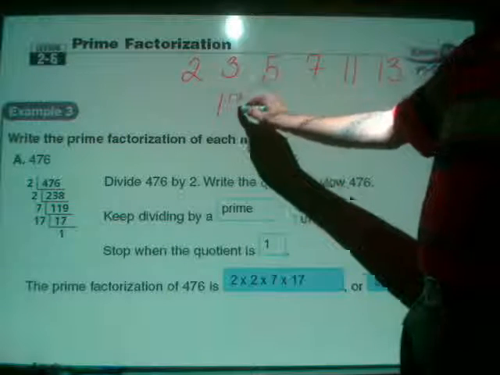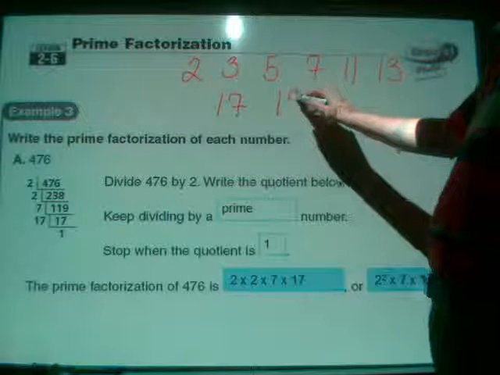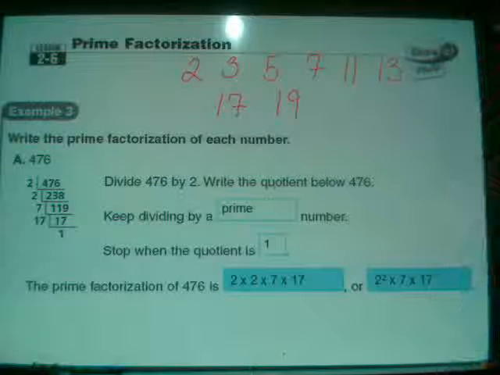17 because the only way to make 17 in terms of positive integers is 1 and 17. 19 because the only way to make 19 is 1 and 19.